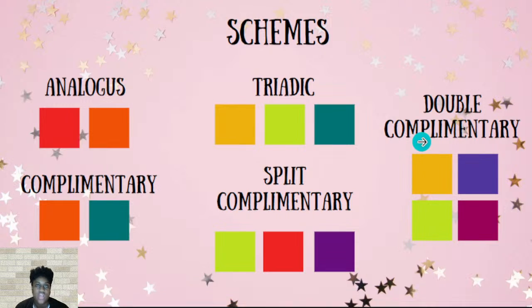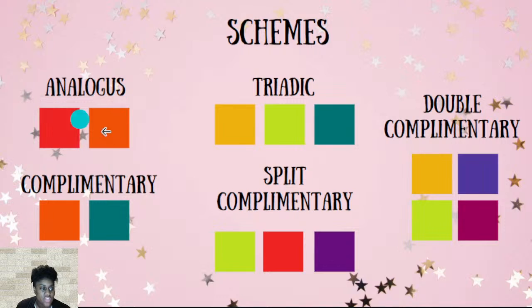All right, so now let's go through some color schemes. Color schemes are just colors that are paired together based on the color wheel that are made to be complementary to one another. So I have 5 different types of color schemes here. Of course, there are more, but these are just some basic ones to start out with. So let's go through these.